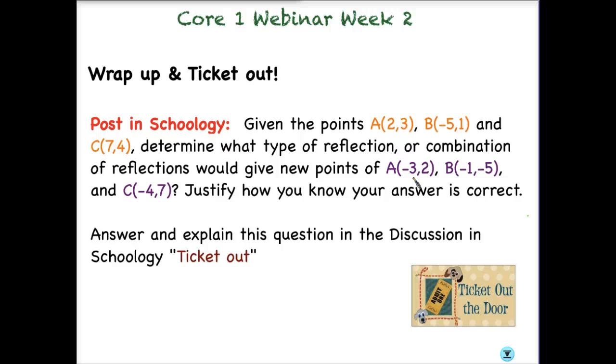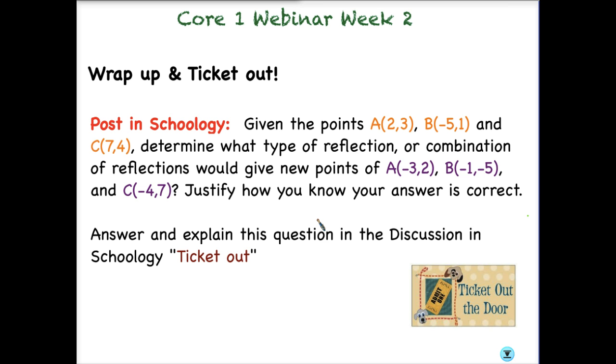So you could have reflected something twice. You could have reflected it over the line y equals x and then reflected it over the y-axis. Or you could have reflected over the x-axis and then the y-axis. So that's what I want you to think about. That's what I want you to post in Schoology. And just make sure you justify how you know your answer is correct.